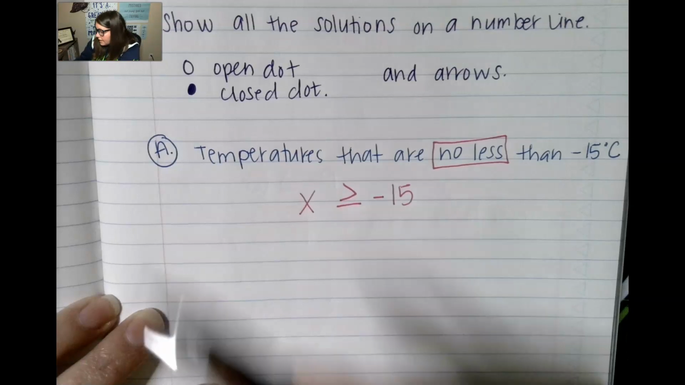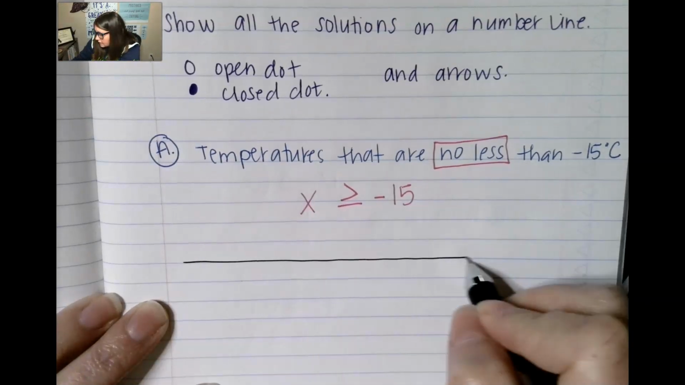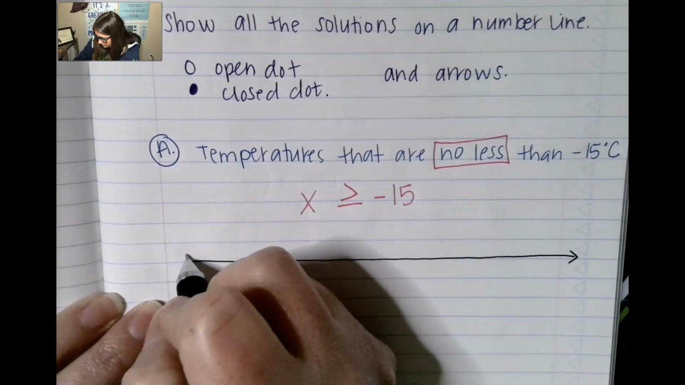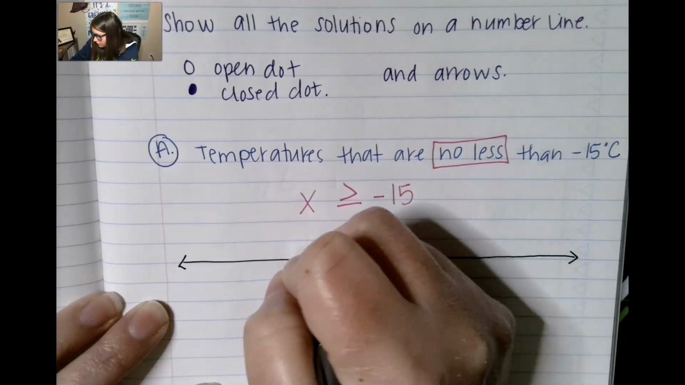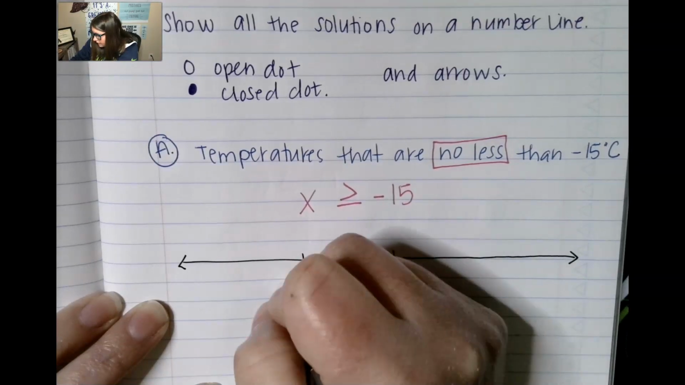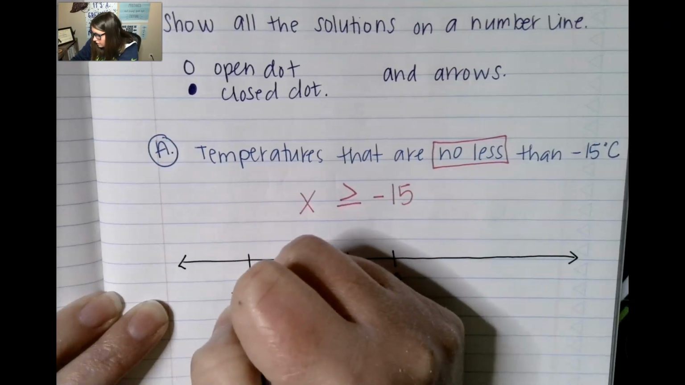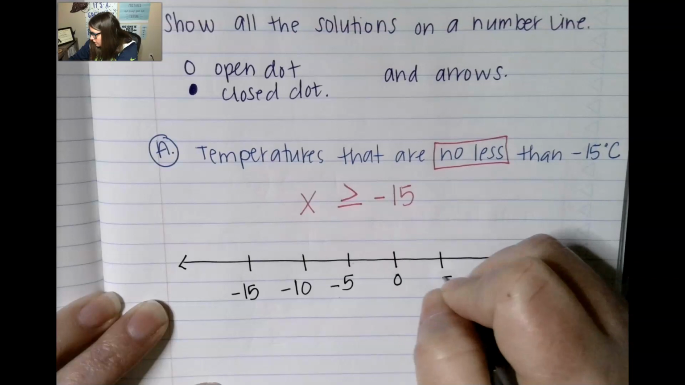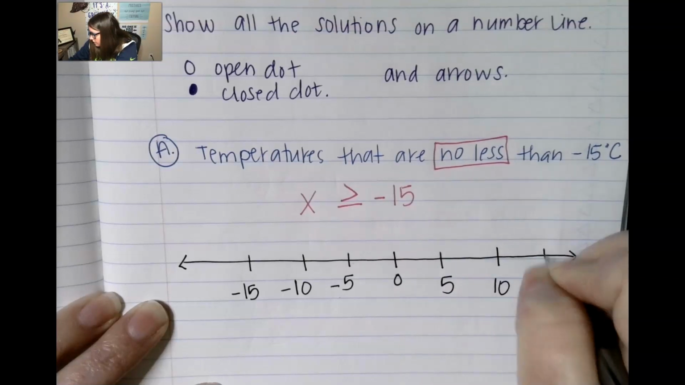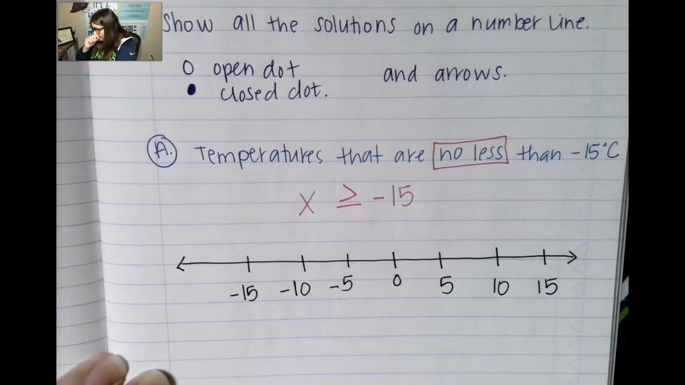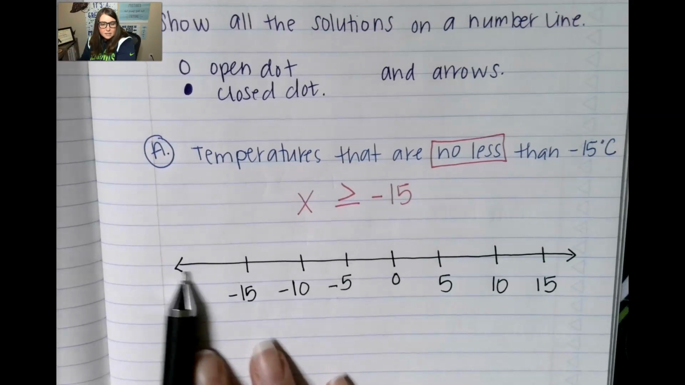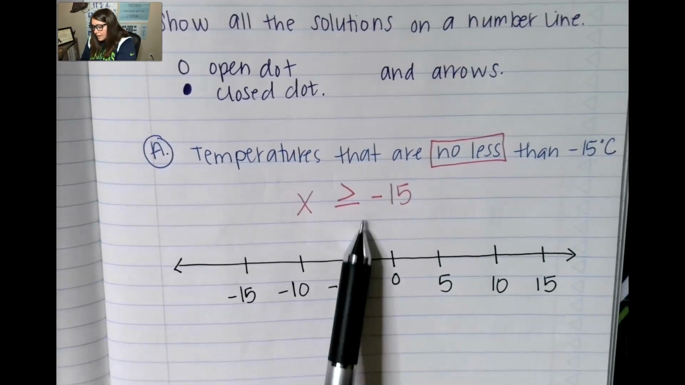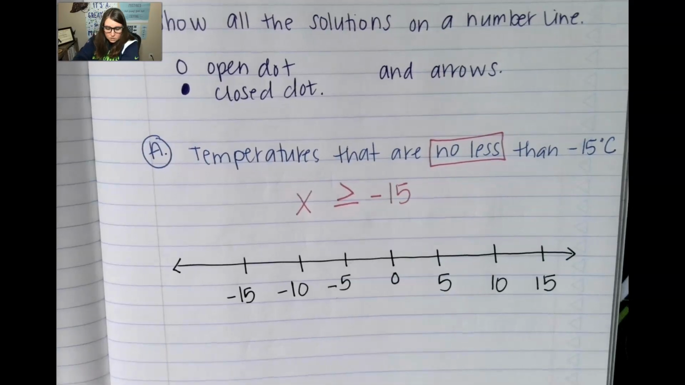The way that we do that is we're going to create a number line. 0, let's say there's 5, -5, -10, -15. All right, so no less than -15. So it can't be any less. That means nothing on this side. It can be -15, so we're going to use a closed dot.